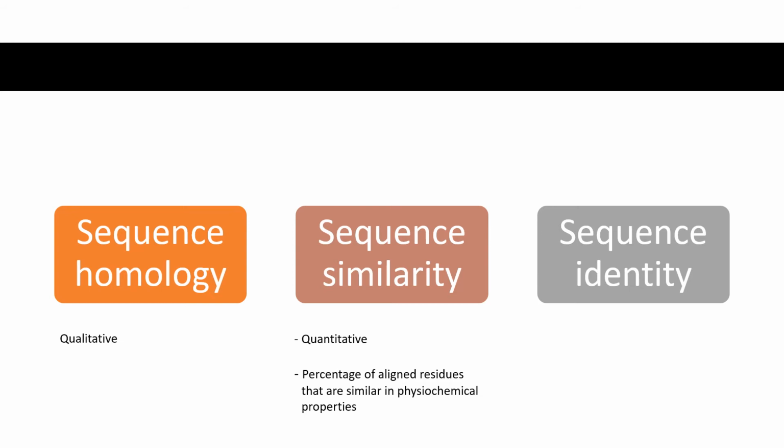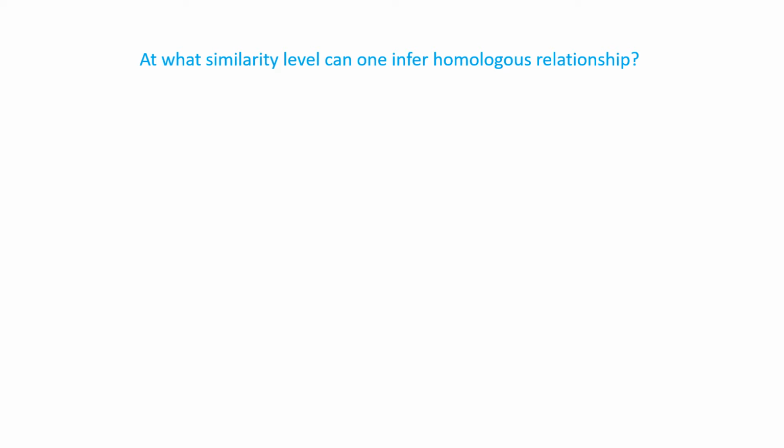Now the question arises: at what similarity level can one infer a homologous relationship? That means how much sequence identity or sequence similarity should there be for us to say that these two sequences are homologous to each other. That depends upon two major factors. The first is the type of sequence, meaning whether it's a sequence of DNA or of a protein. And the second factor is the length of the sequence.